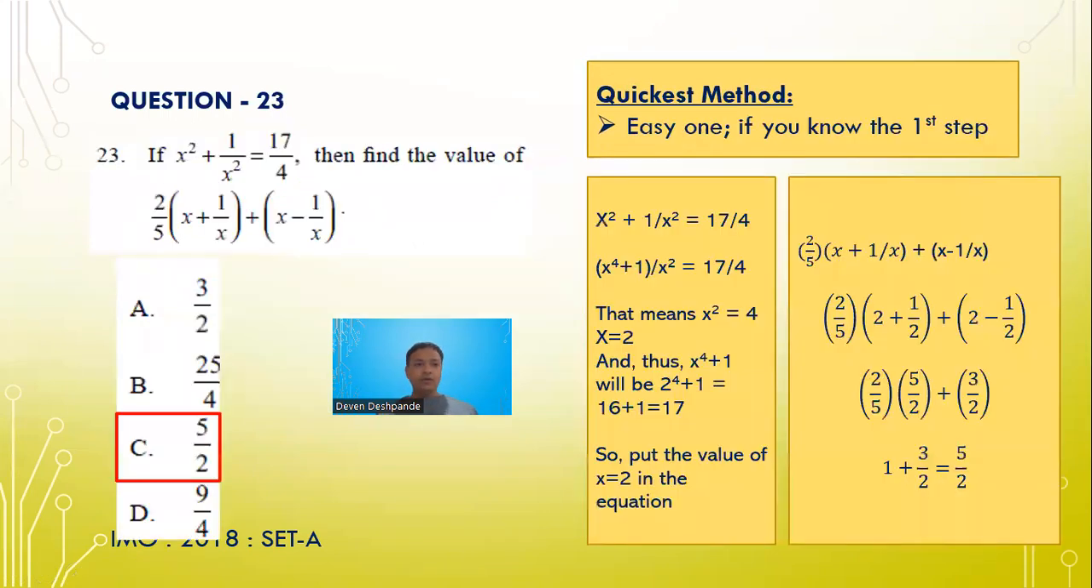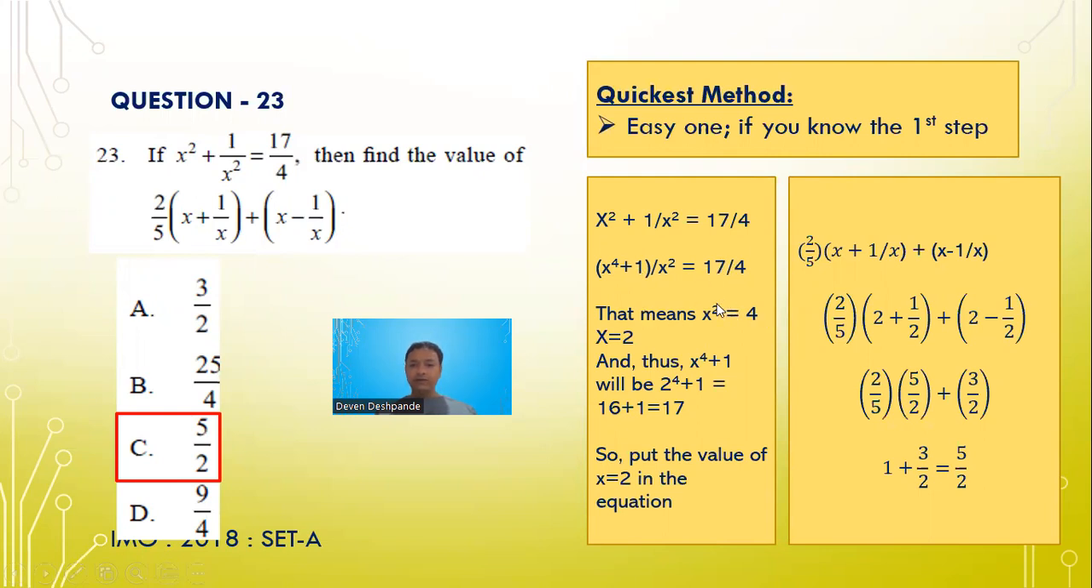Okay, if x square plus 1 upon x square is 17 upon 4, then find the value of this equation. So x square plus 1 upon x square is 17 upon 4. So if you normalize this, x square into x square is x raised to 4, plus 1, upon x square. x raised to 4 plus 1 upon x square is 17 upon 4. That means x square is 4 and x raised to 4 plus 1 is 17, isn't it?